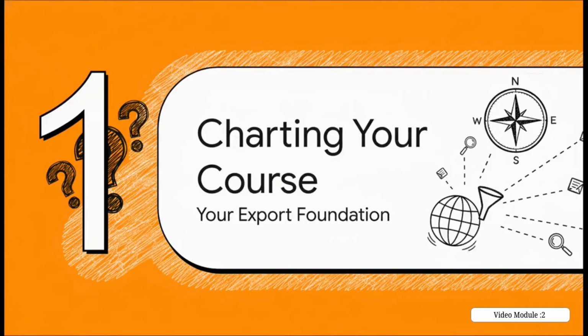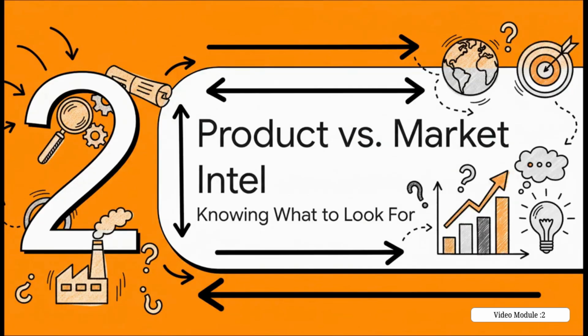Okay, let's start with that foundation. Look, every single piece of data you collect, its only job is to help you answer those three big questions: what, where, and how. This is the strategic thinking that has to happen before you get lost in the details. Now, when you actually start digging for that data, it is so easy to get overwhelmed. But here's the trick. Organize your entire search into two clear categories: product intelligence and market intelligence.